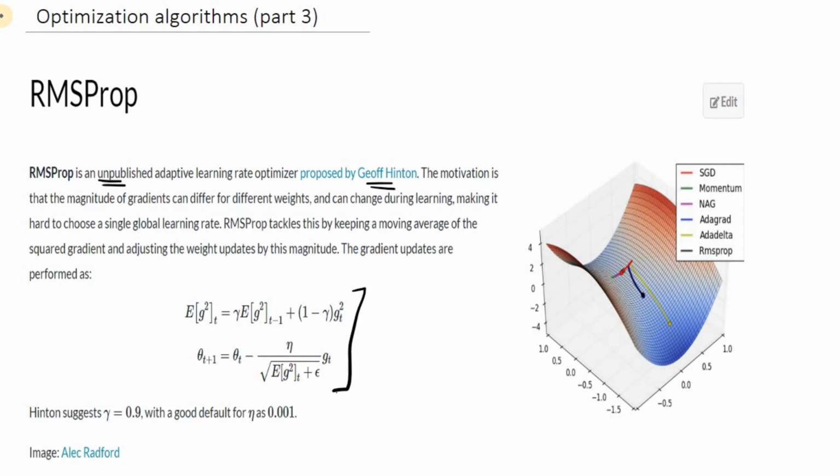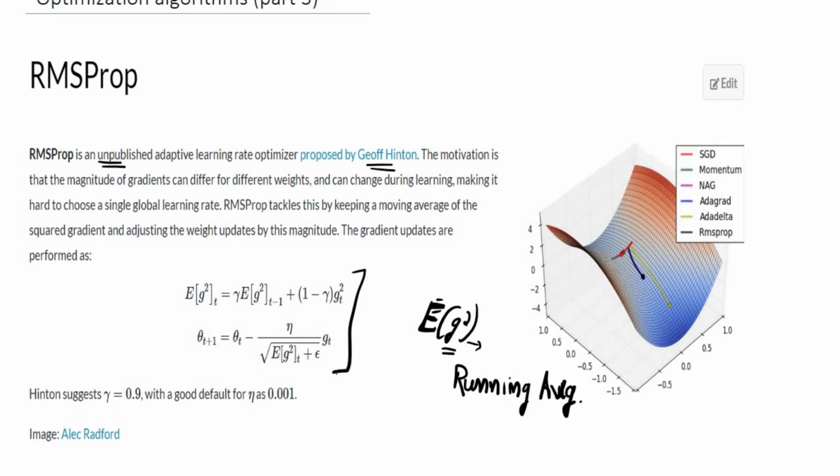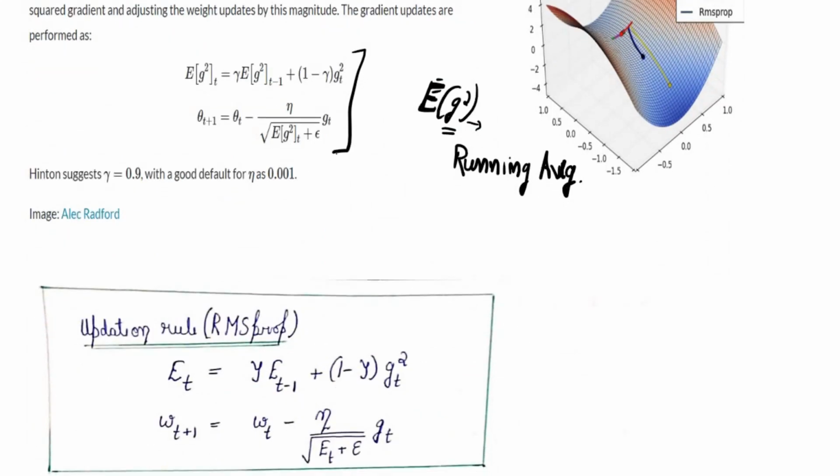Now, there is something which we need to consider over here. The expected value of g or g square is ideally the running average which we are considering over here. Since we don't have a random variable g square for our applications, we consider this to be a running average. Now let's simplify the updation rule a bit so that we can actually use it.